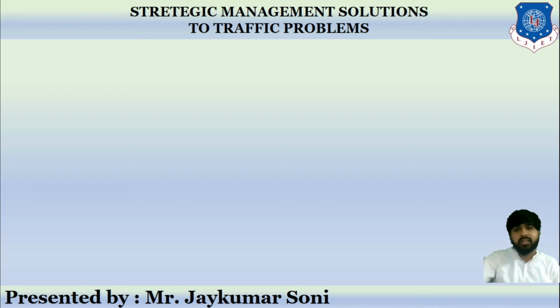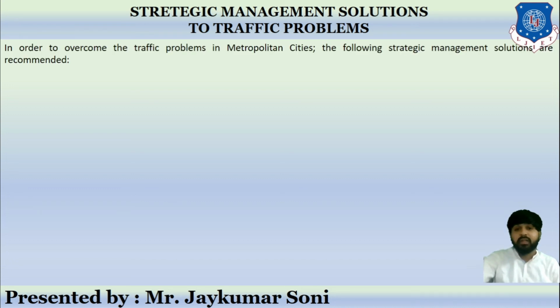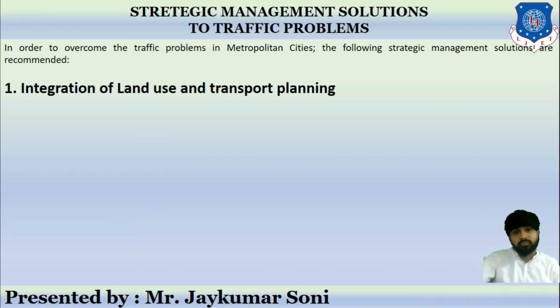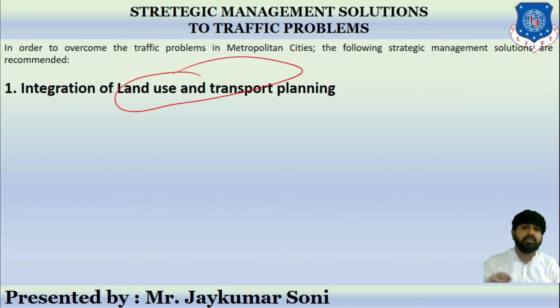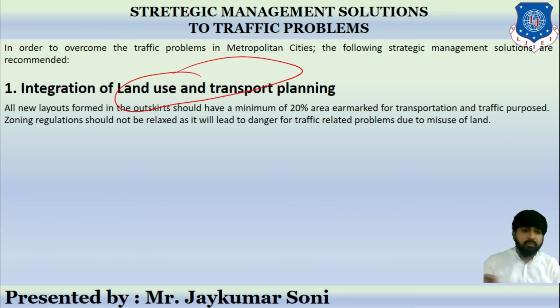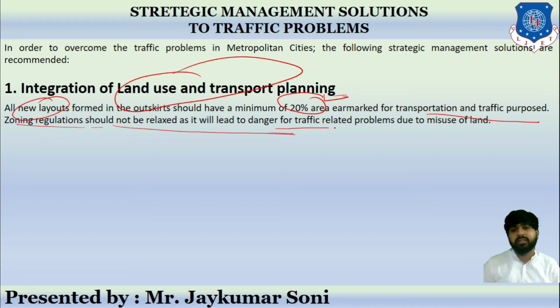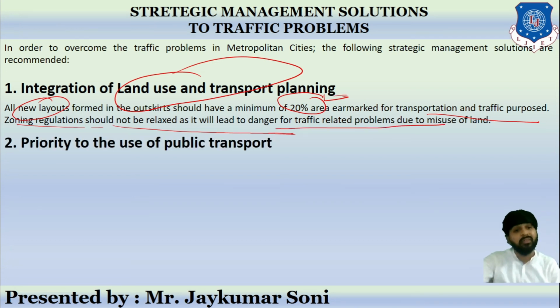Let us discuss the strategic management solutions to the traffic problem. In order to overcome these issues, we can integrate land use and transportation planning. What we can do is, these are the solutions. All the new layouts that are formed in the outskirts, such as Shela or Bhopal, should have a minimum of 20% area for transportation and traffic purpose. And the zoning regulations should not be relaxed, because if this is not provided, then it will cause danger, problems and misuse of land.